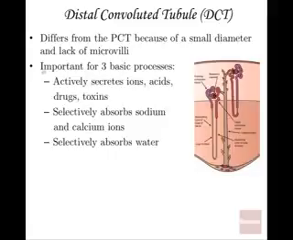And so what does the DCT do? It's important for three basic processes. It will actively secrete ions, acids, drugs, and toxins. So your kidneys are actually helping out with getting rid of drugs and toxins. The liver, of course, plays a big part in that too. But your kidneys are going to help with this. That's great. Selective reabsorption of sodium and calcium ions based on your needs. Depending on your calcium, sodium levels in your blood, that's going to determine how selective that absorption is, and selectively absorbs water. So it's just finalizing what's going to become urine. How much stuff are you going to let go of? How much stuff are you going to hang on to?